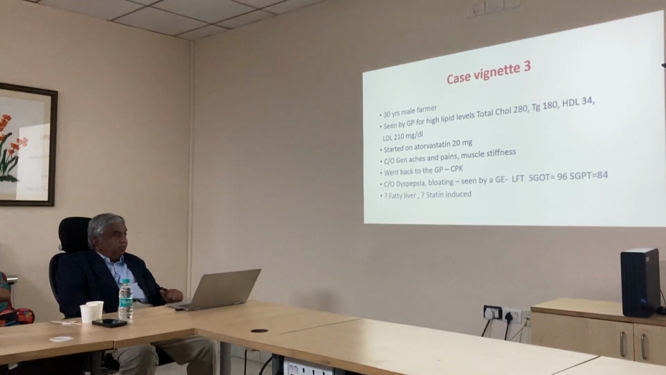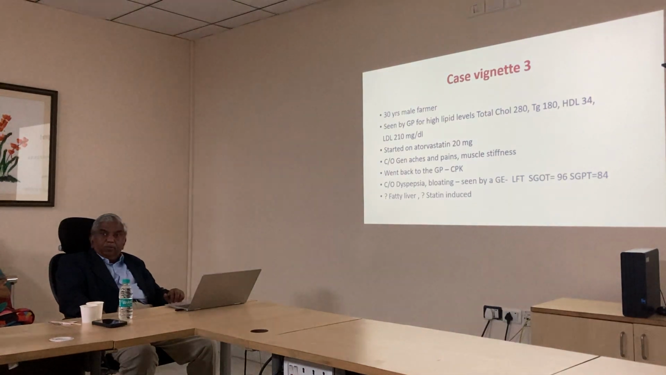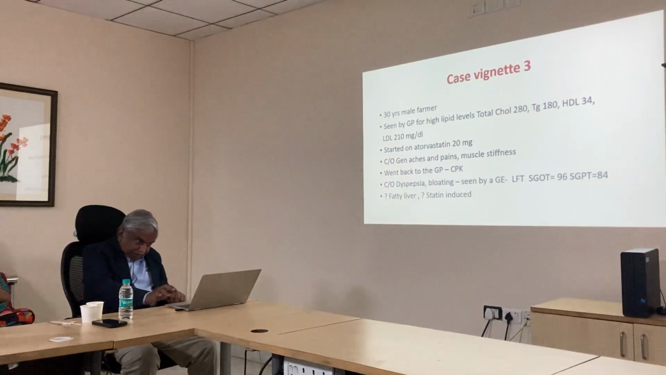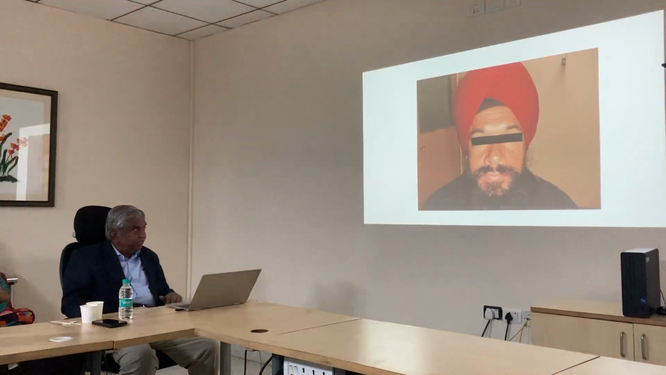Dyspepsia and bloating, so went to a GE. So this is the bane of modern medicine. The GE did LFT, SGOT was 96, SGPT was 84. So he said it could be fatty liver or it could be statin-induced transaminitis. And this was the patient.